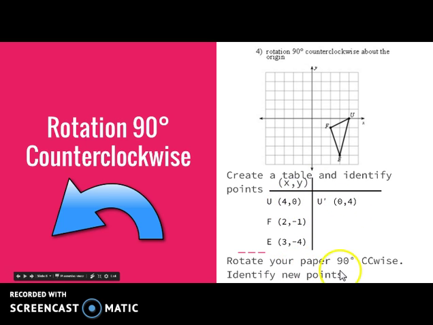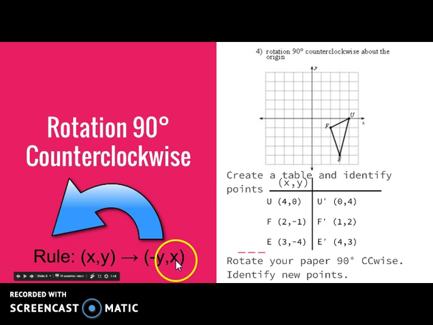If I were to rotate my paper 90 degrees counterclockwise, or sorry, CCW is counterclockwise, you get a new set of points. If you actually rotate this to where this axis is now up and down, U is up here, F is over here, and E is up here. And so we get these new points. Those are the new coordinates. And then you can turn your paper back right way up and just plot these points, and that takes care of that rotation.